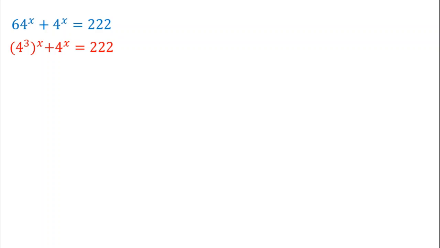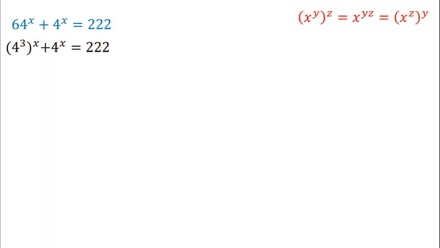Now, a quick review of some of our exponentiation laws and properties tells us that if you have a quantity raised to an exponent, then raised to another exponent, the order of exponentiation as it's represented is interchangeable. So 4 to the 3 to the x can be rewritten as 4 to the x to the third. This allows us to rewrite our equation again, and now we can see that we have a common looking term in 4 to the x.